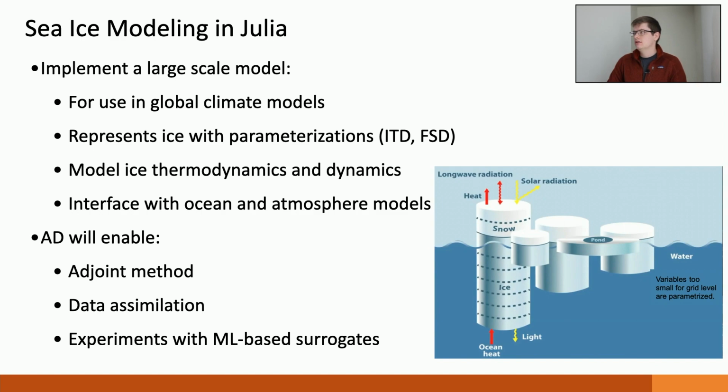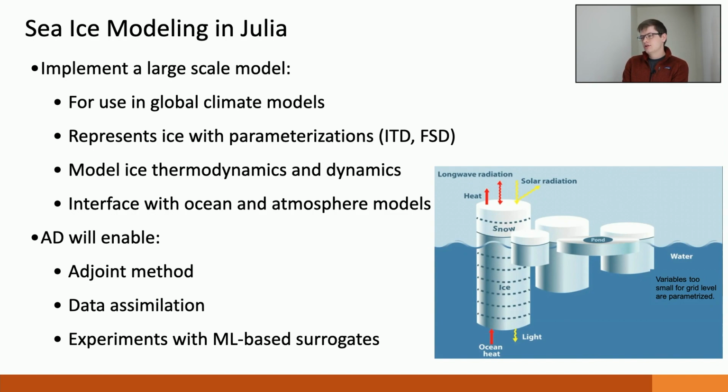For a large-scale sea ice model for use in global climate models, you cannot represent individual ice floes or ice sheets discretely. The idea is that you'll come up with some sort of grid parametrization, of course, and then within each grid cell, you represent the ice using an ice thickness distribution, which the graphic here sort of highlights, and then also optionally a floe size distribution.